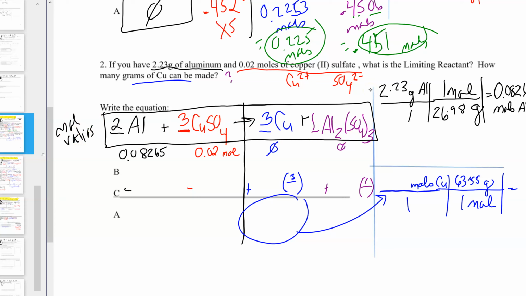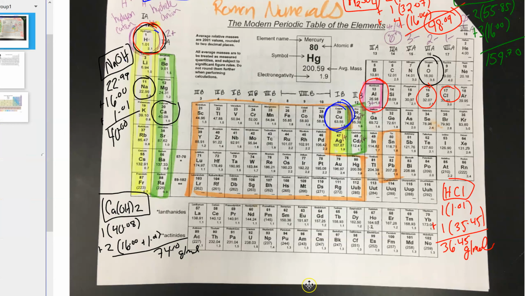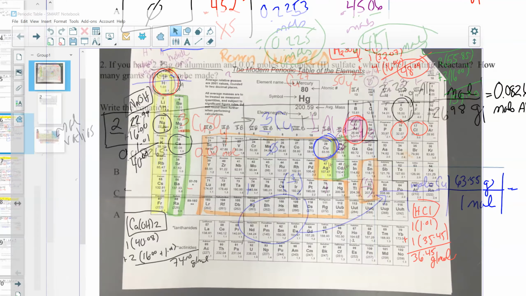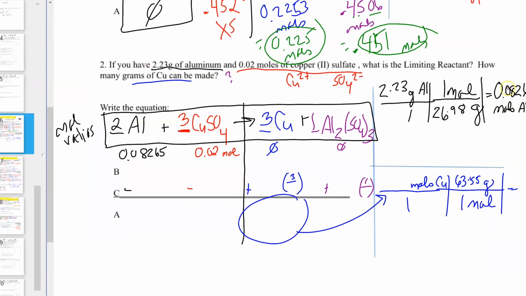And now let's go back to the problem. Okay, grams of aluminum. We've got to take the grams of aluminum, divide it by aluminum's molar mass, which I check right here on the periodic table. It's 26.98. So take that, divide by that, you get 0.0826 moles of aluminum. So before the reaction starts, here's how many moles of aluminum I have. They were nice, they gave us moles of copper, and we know that before the reaction starts, there are no products.